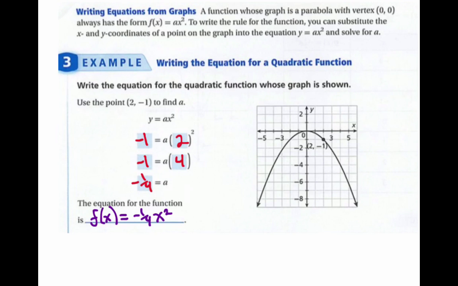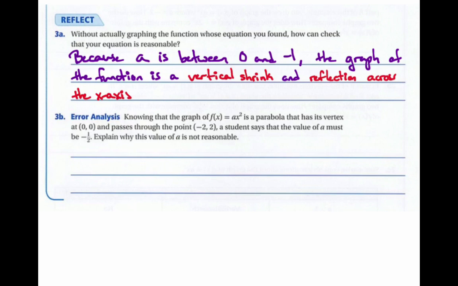So let's take a look. It's a vertical shrink. Yes, it is, because it's wider. And it's opening downward, so it's a reflection across the x-axis. So that matched, and so chances are our a value is correct.